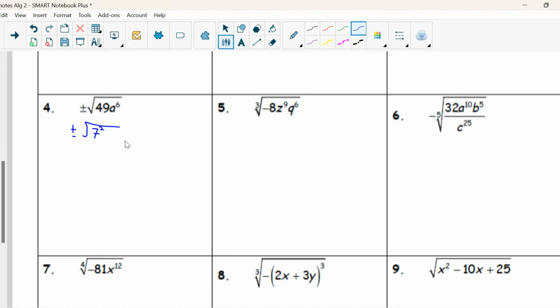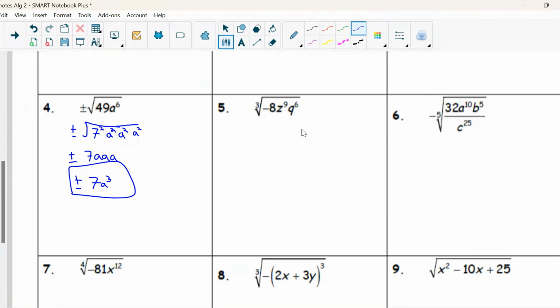And then let's break up a to the 6th power into second powers. If I have a to the second, I'm going to need another a to the second, which gives me a to the 4th, times another a to the second, which gives me a to the 6th. If I simplify this, I would have plus or minus. All of my exponents are going to cancel because I'm taking the square root, which is just an index of 2. That gives me 7 times a times a times a, which simplifies as a to the 3rd power.